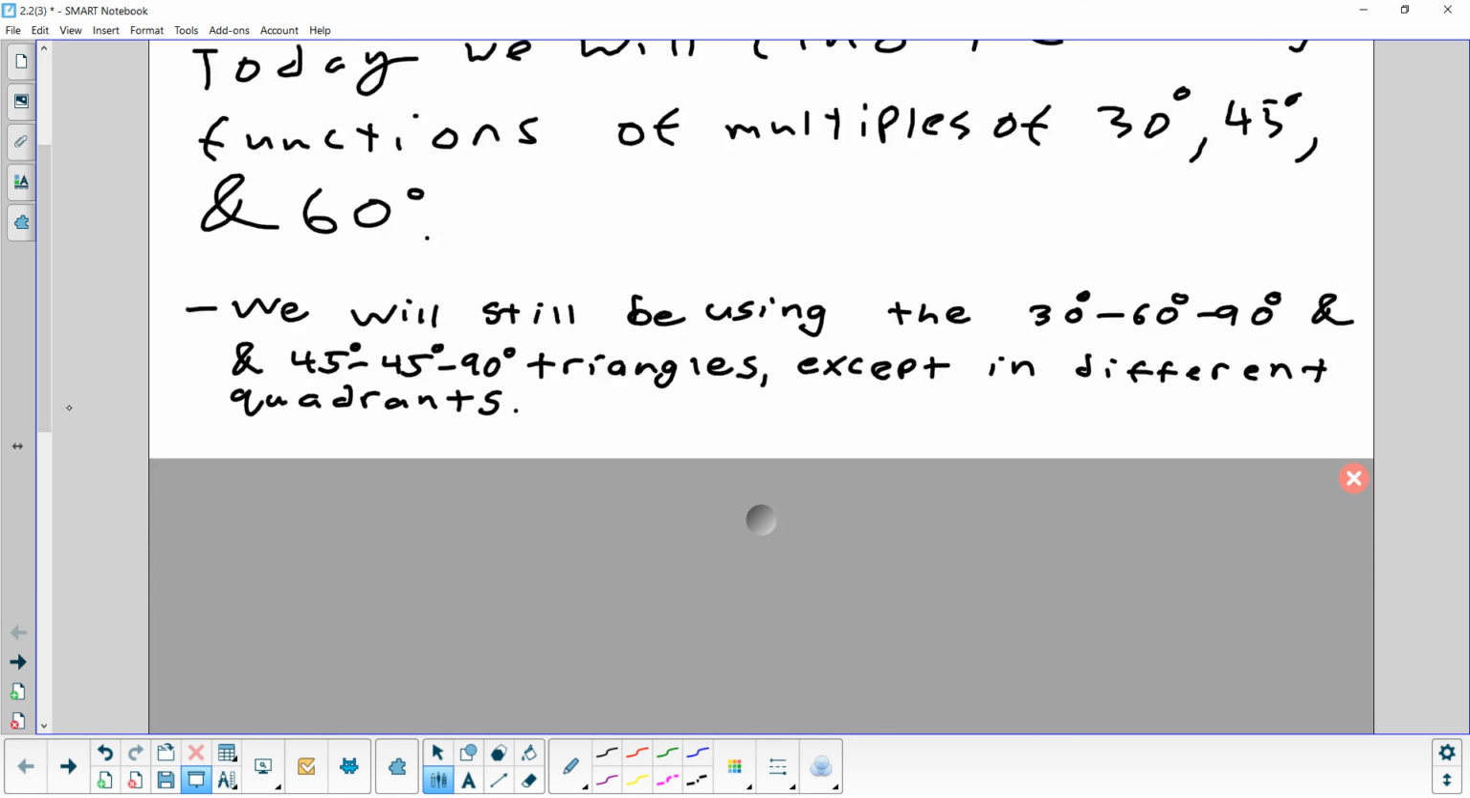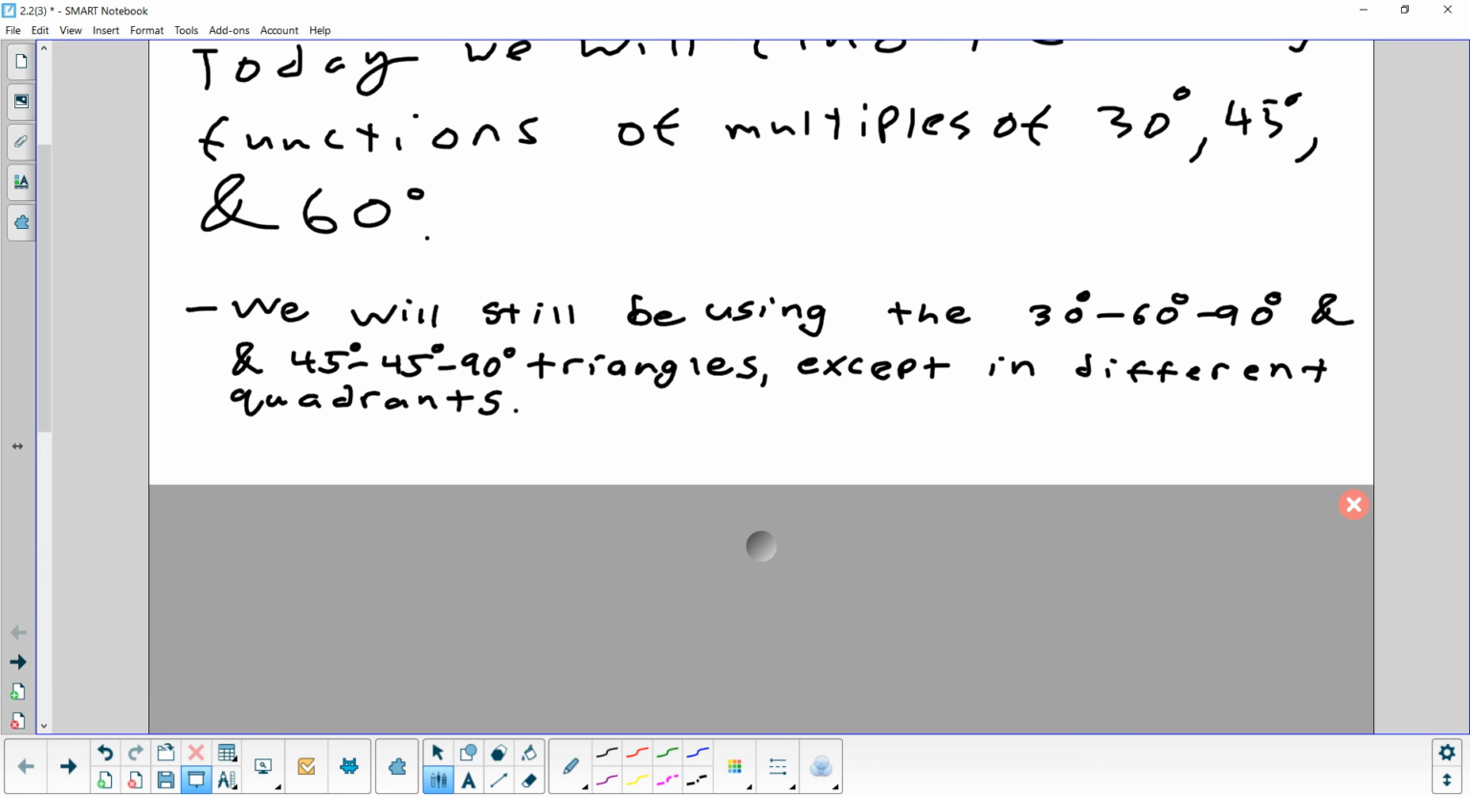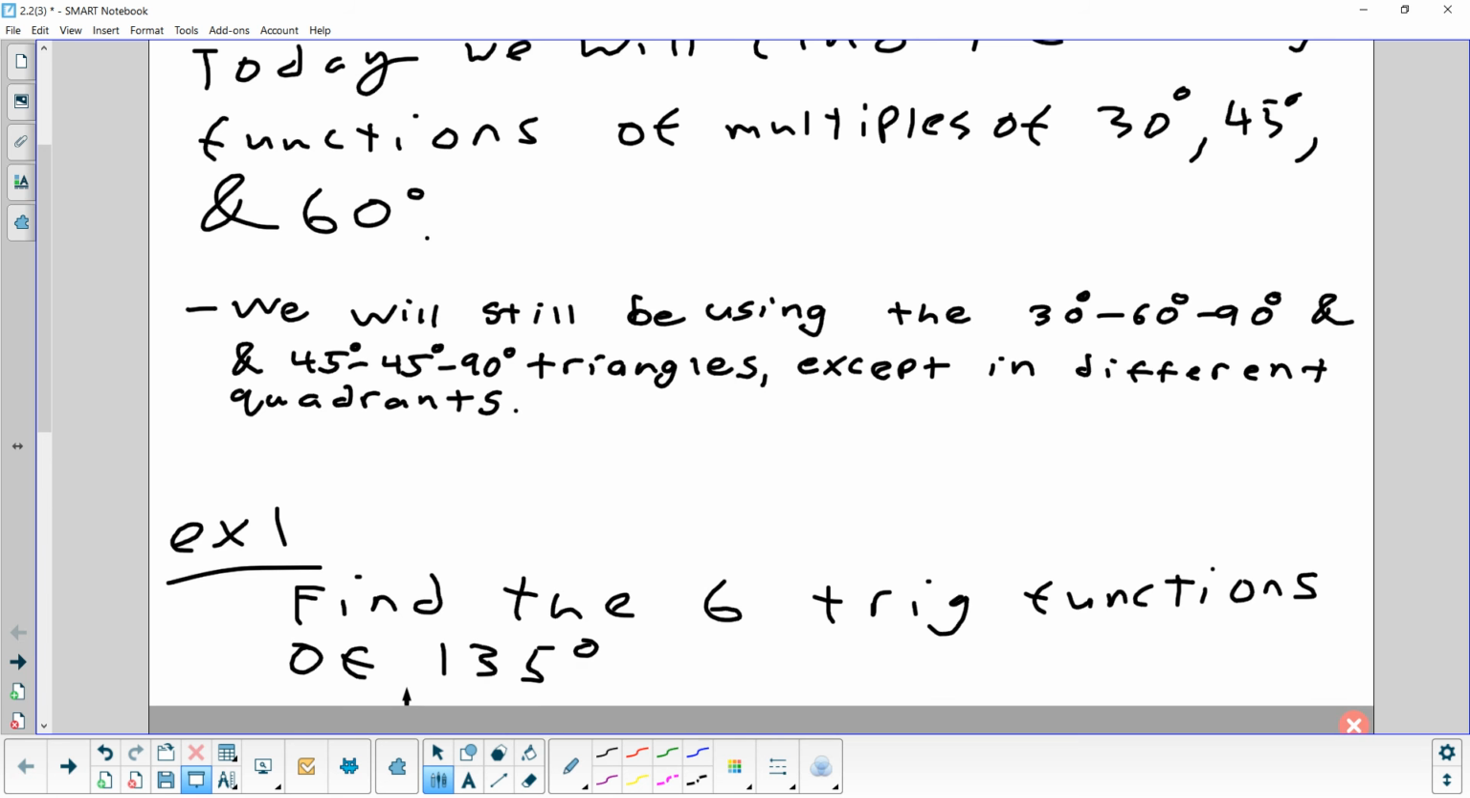So we're still going to be using the same triangles, except it's going to be in different quadrants. You're going to see that not much really is going to change. And we're going to just start off with an example right away. There's really nothing new I need to explain. So the first thing you want to figure out is the angle they're giving you. First of all, is it a multiple of 30 or is it a multiple of 45? Okay, that's kind of step one.